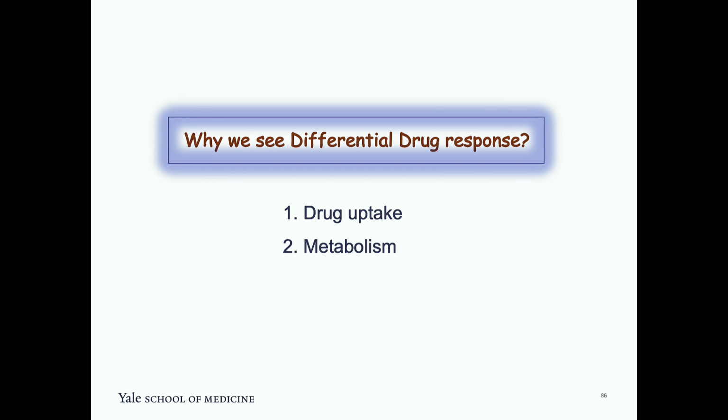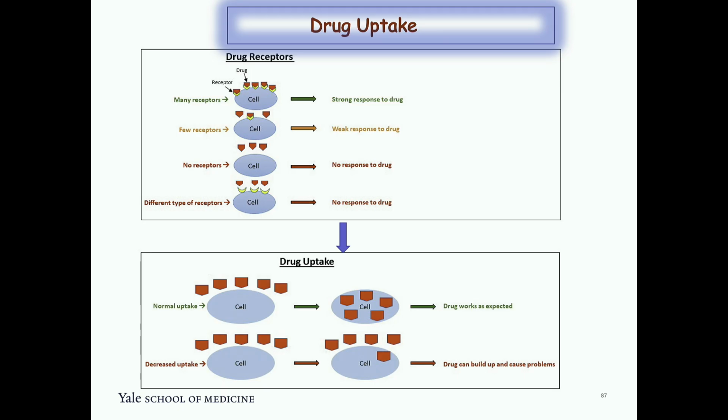This difference comes from two different aspects. One is drug uptake, and the second is drug metabolism: how the drug is taken up by each individual and how it is metabolized. If the cell that is taking up the drug has many receptors, all the drug will go and bind to that cell, and it will have a very strong reaction. If you have fewer receptors for the drug, you will have a weaker reaction. If you have no receptor, the drug will not work.